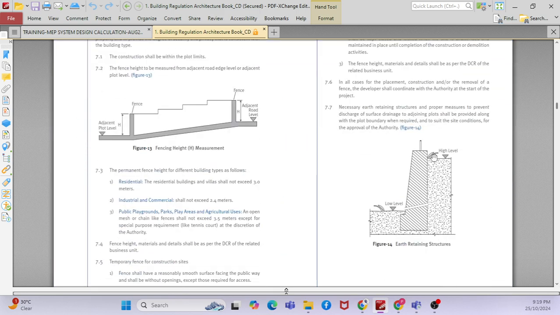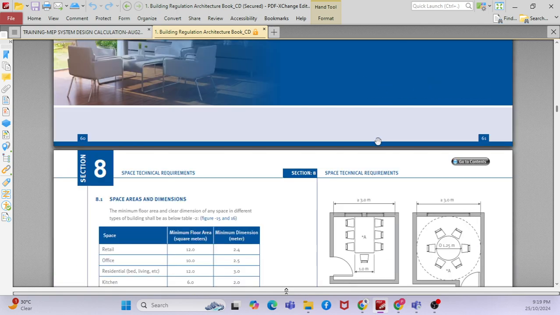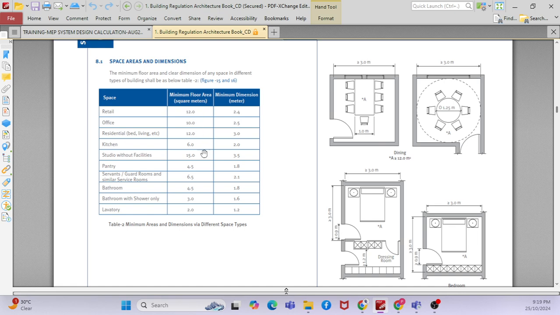And if you go further down, there is fencing. If you want to do the fencing, there are space technical requirements. You have a minimum floor area. If it is a meeting room, what is the area to be provided, right?